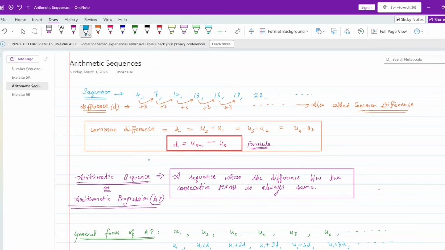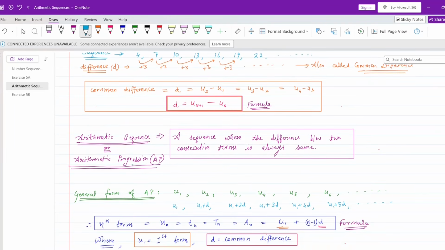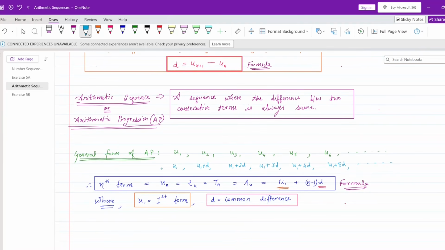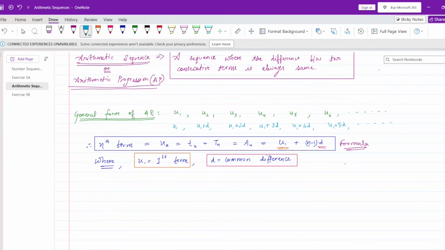Now, the sequence in which we have a constant common difference throughout is called an arithmetic sequence or arithmetic progression. So here's the definition: a sequence where the difference between two consecutive terms is always the same is called an arithmetic sequence or arithmetic progression. Now let's see the general form of an arithmetic progression. From here on, we'll write arithmetic progression as AP.